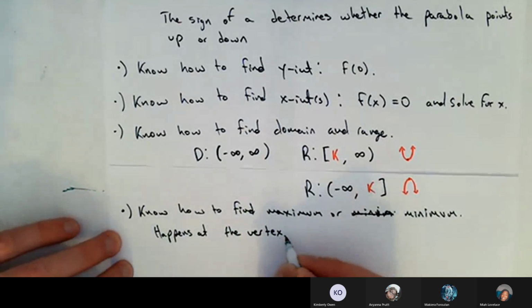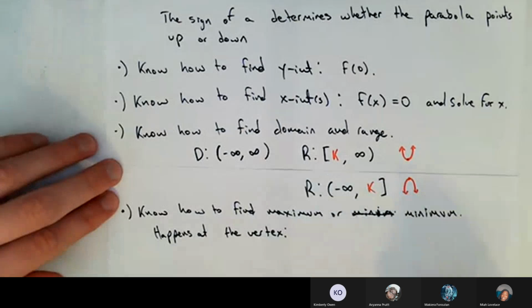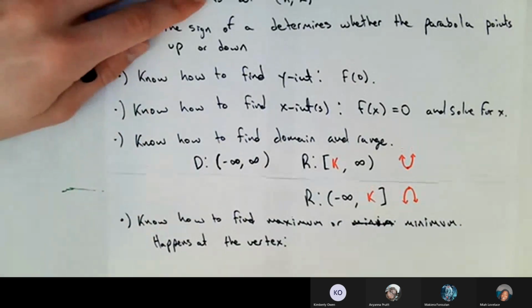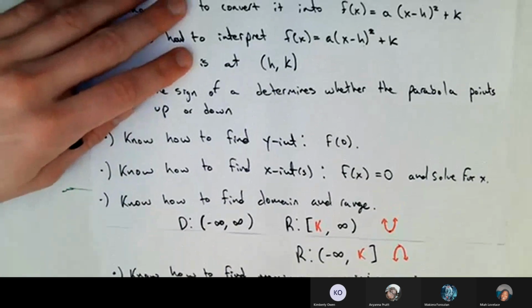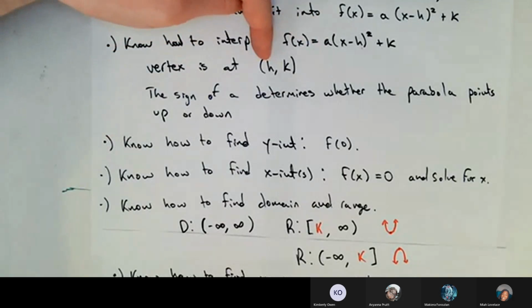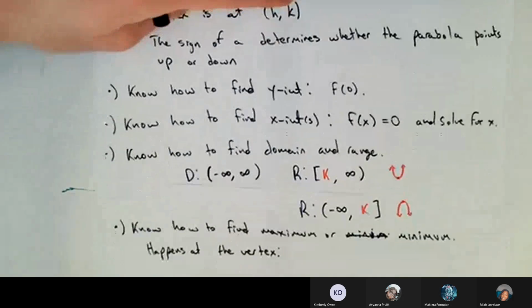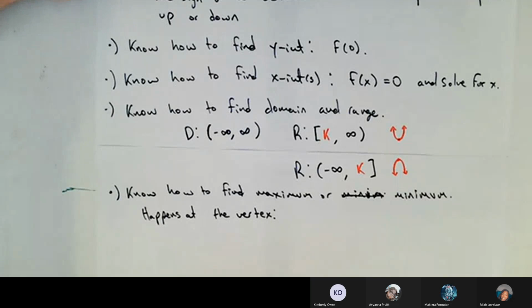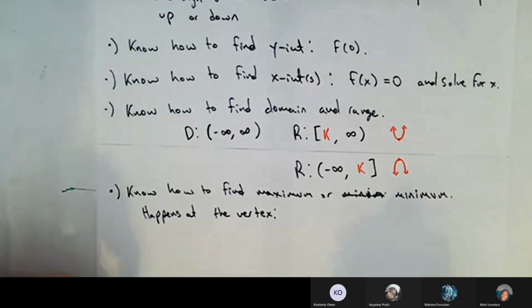Right, so if you have it in that standard form, like, let's scoot back down a little bit. This form right here, then you know your vertex is at (h, k), and that's either going to be a maximum or a minimum. That's where your max or min is happening.